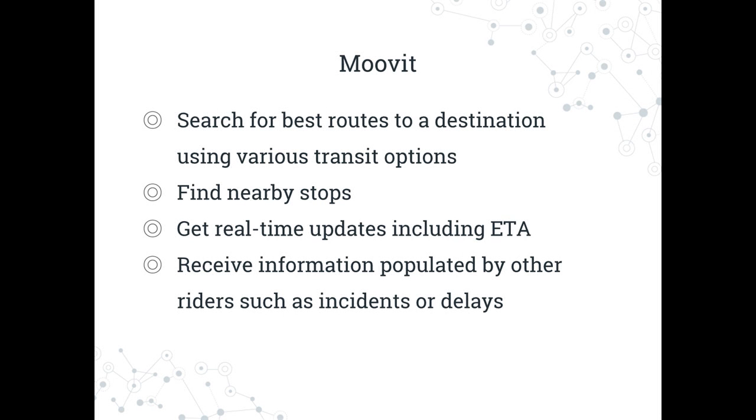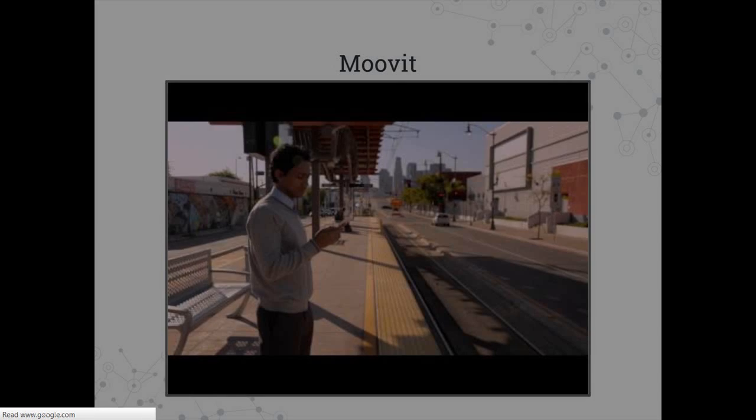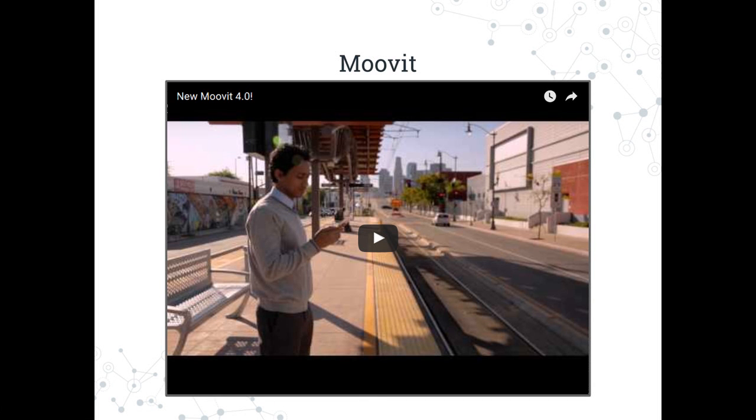Okay, so Move It searches for the best routes to a destination using various transit options. It finds nearby stops and gives you real-time updates based on information that's populated by other riders. It also updates your estimated time of arrival, and if someone reports it to the app, it can list things like incidents or delays or construction that may be going on. So I have the video that is produced by the company that shows some of the basic functionality of the app. And I'll go ahead and play.